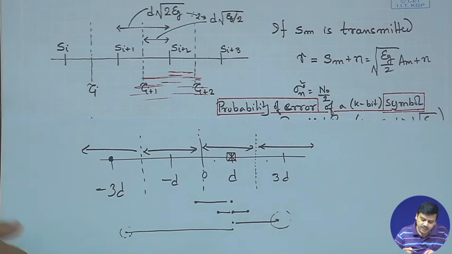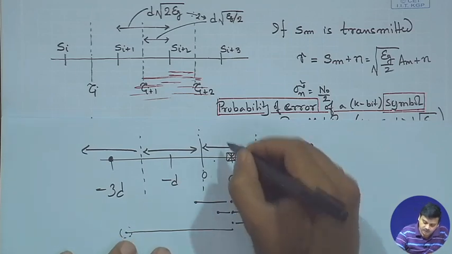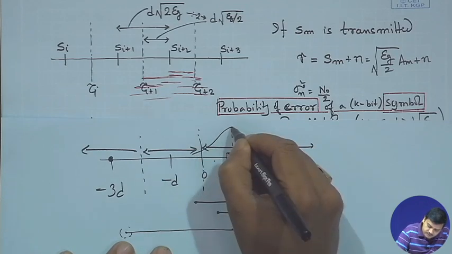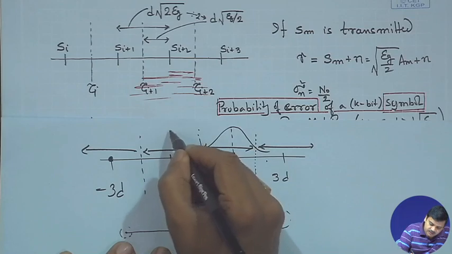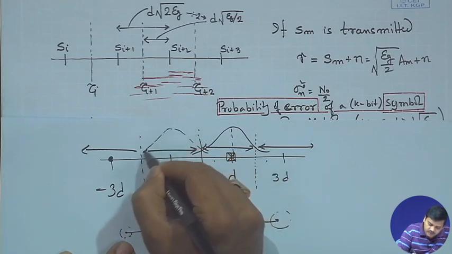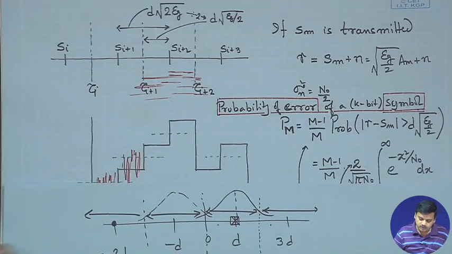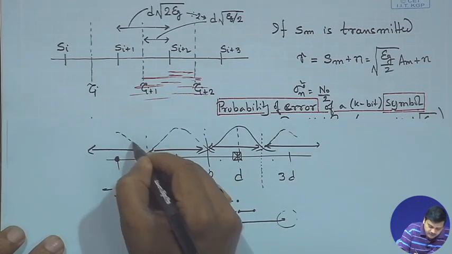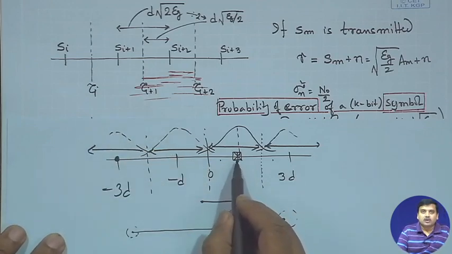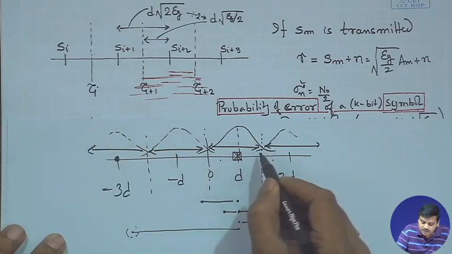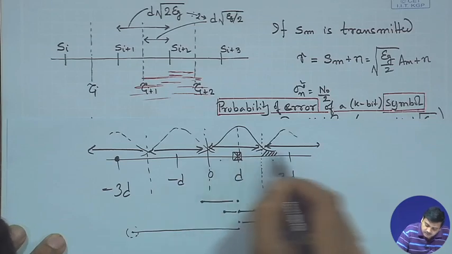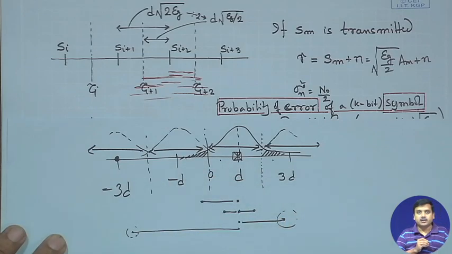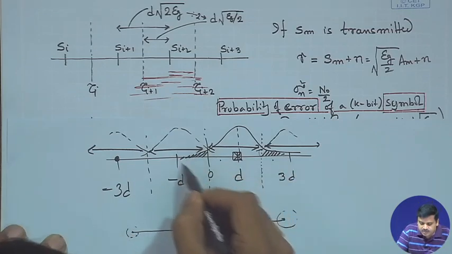Now, to decide the error probability, we need to look at the conditional PDF. If d was sent, the conditional PDF would be like this, and if minus d was sent, the conditional PDF would go like this, and so on and so forth. Now for this, the conditional PDF goes like this. The error probability given d has been transmitted is the area under this curve going up to infinity, and the area under this curve is the same as the area under this curve.